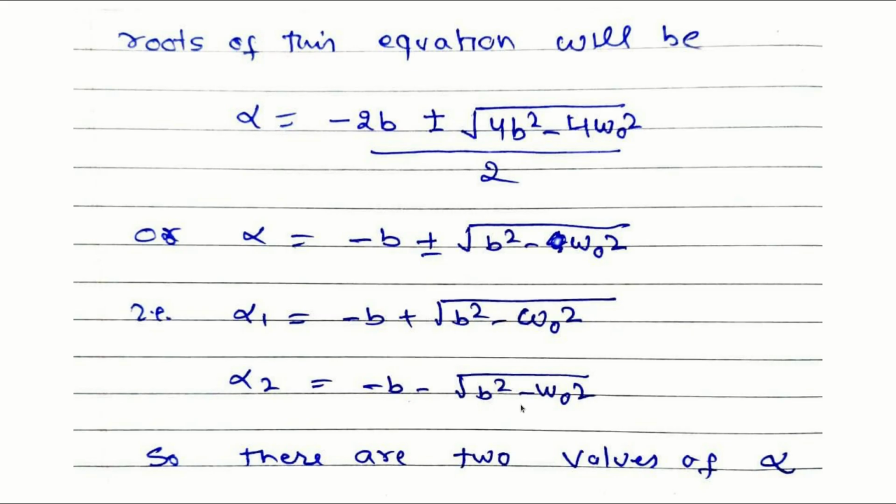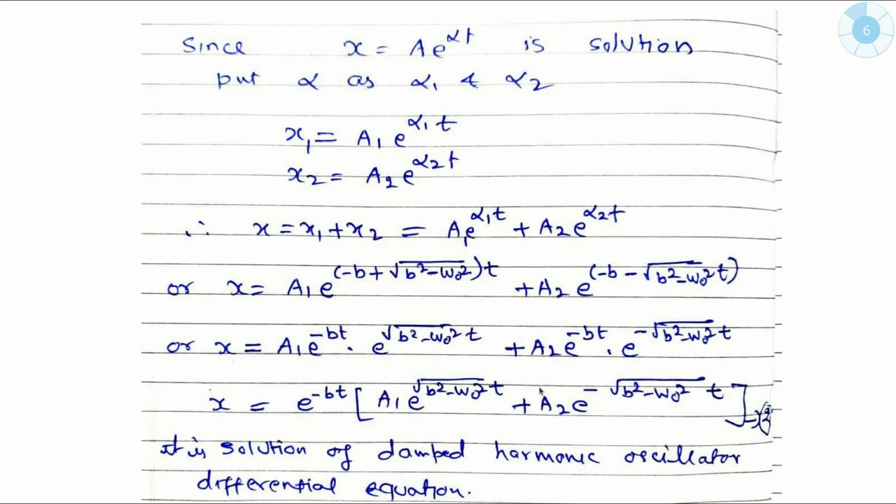So we have got two values, alpha 1 and alpha 2, but we have considered x equal to a e raised to alpha t as the solution of the given differential equation. So here alpha has two values, alpha 1 and alpha 2. So if x depends upon alpha, but alpha has two values, x will also have two values, one is x1 and another one is x2.